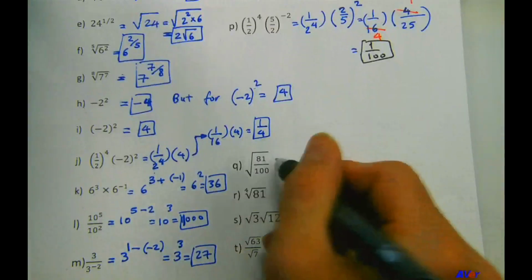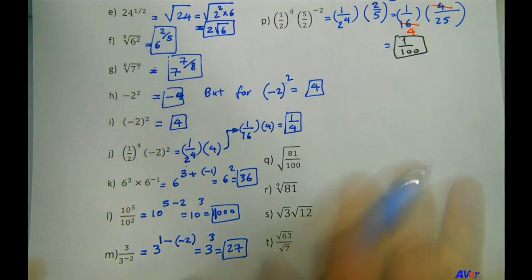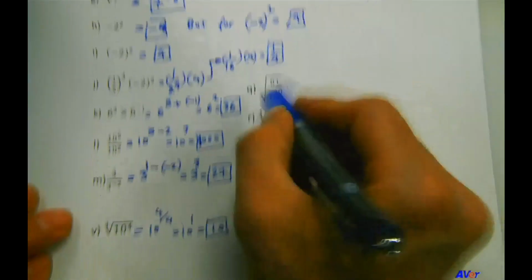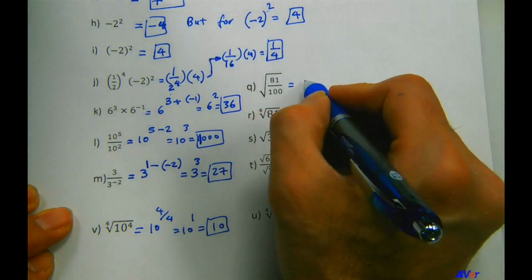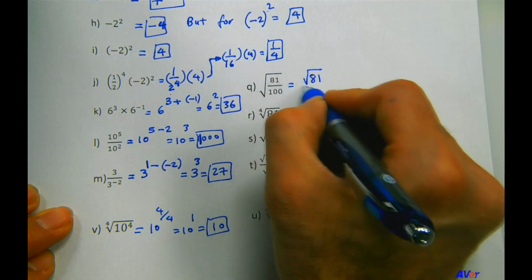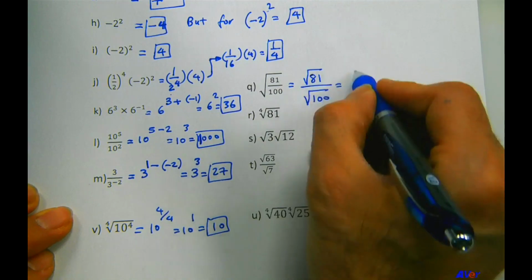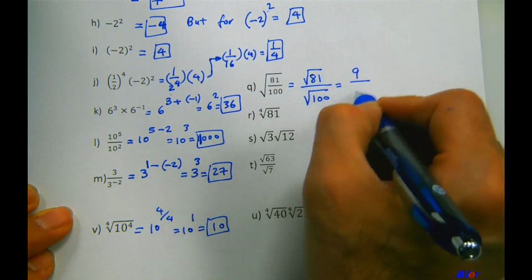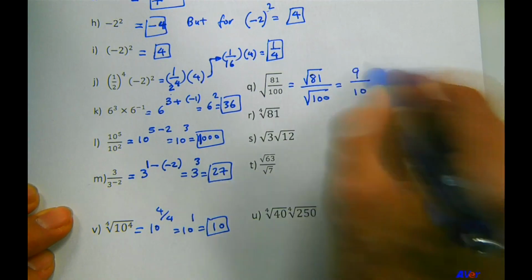So let's move here. This one is an easy one, right? We have square root of 81 over 100. One of the properties we saw on the previous page is that we can split this into square root of 81 over square root of 100. So square root of 81 is 9, square root of 100 is 10, right? So 9 over 10.